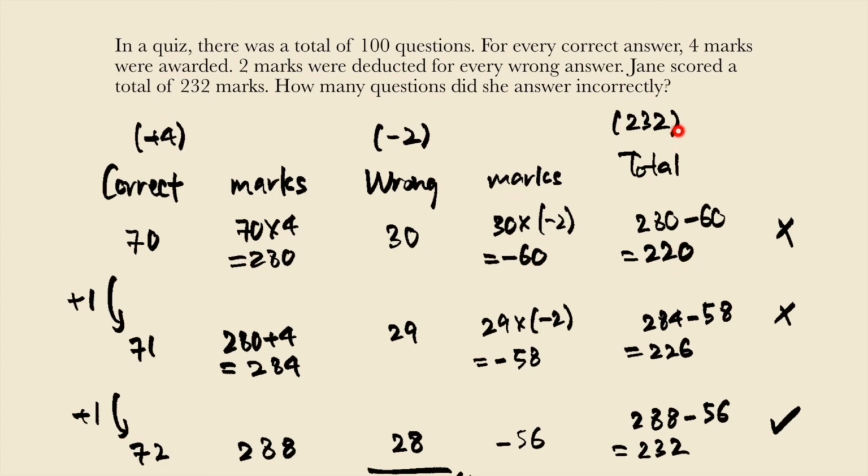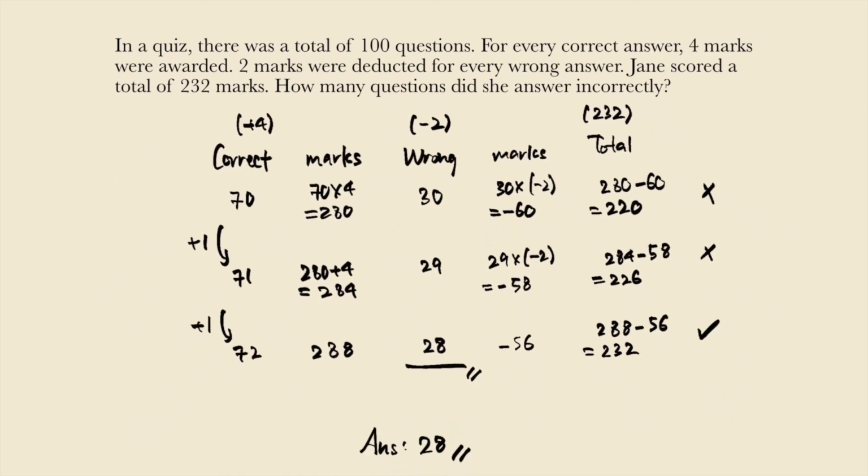So we're looking for more marks than that, which means this person actually got more correct answers. So let's add 1 for the number of correct answers and subtract 1 for the number of wrong answers. You get 1 more correct answer, your total gets an additional 4 points. You get 2 fewer marks deducted, so instead of -60, it's -58. Carry out the subtraction and it's 226, slightly closer to 232. You can keep going until you eventually arrive at 232 for the total. And therefore, the number of incorrect answers is 28.